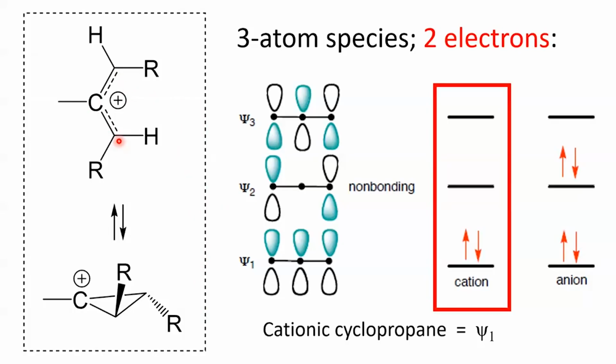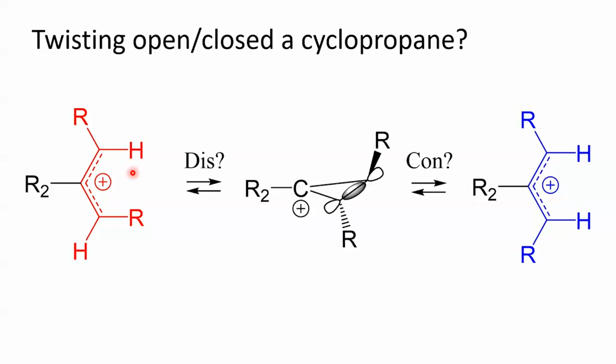There is a delocalized double bond across those 3 atoms, as well as the positive charge. This can cyclize going in this direction, or it can ring open going in this direction. So how does this electrocyclization occur? We're going to focus on the cyclopropane form and how it ring opens, even though it can proceed in a forwards or a backwards manner.